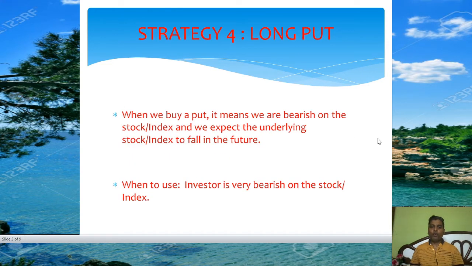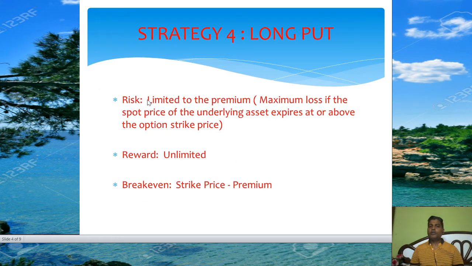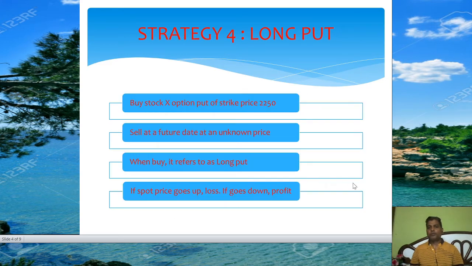So when we buy a put, it means we are bearish on the stock or index and we are expecting the underlying stock or index to fall in the future. Now when to use this strategy? This strategy is only to be used if we are bearish on the stock or index. The risk in this strategy is limited to the option premium only, but the reward is unlimited. Break even can be calculated by subtracting the premium from the strike price.